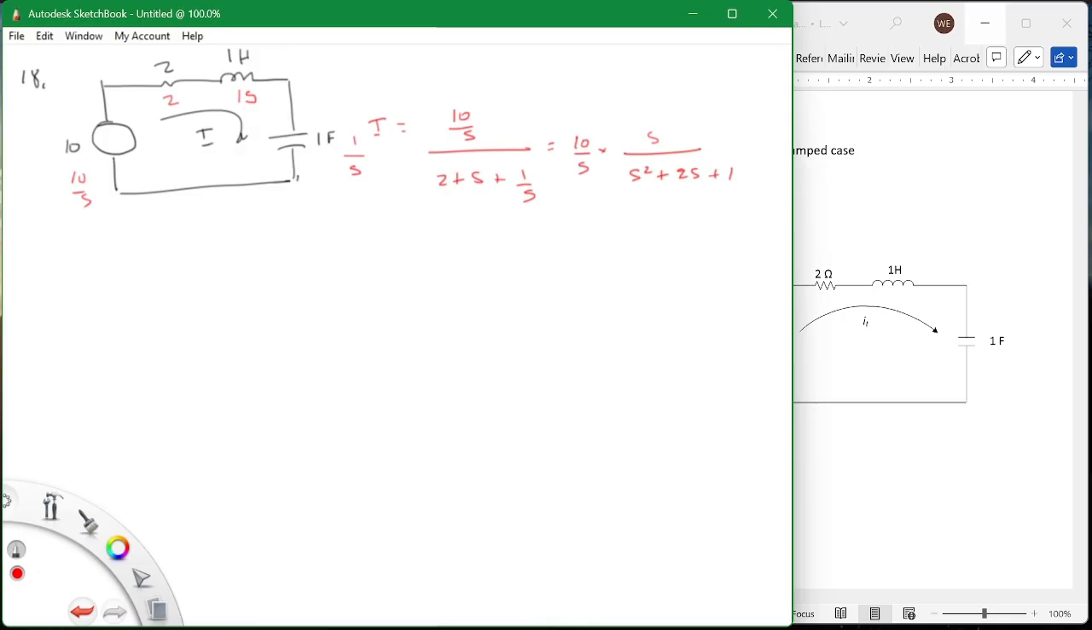Now what do you do? You cancel this S with that S. Okay, that's how you do it next. So it's equal to 10 over S squared plus 2S plus 1. Now what do you do?